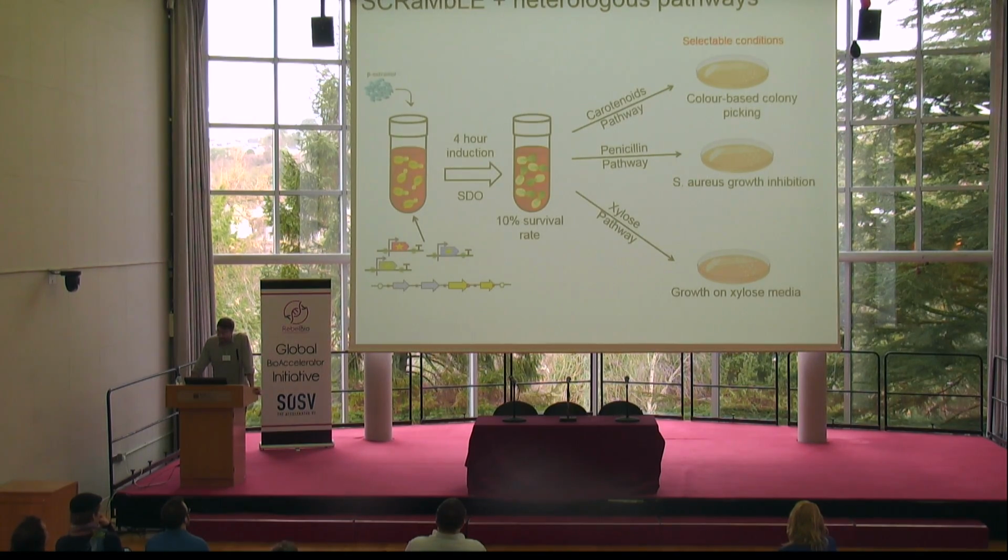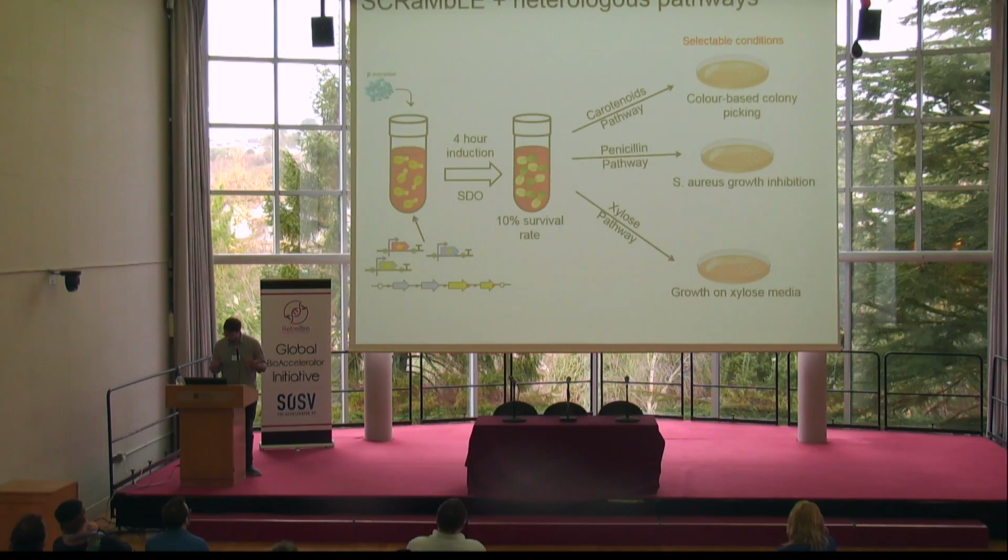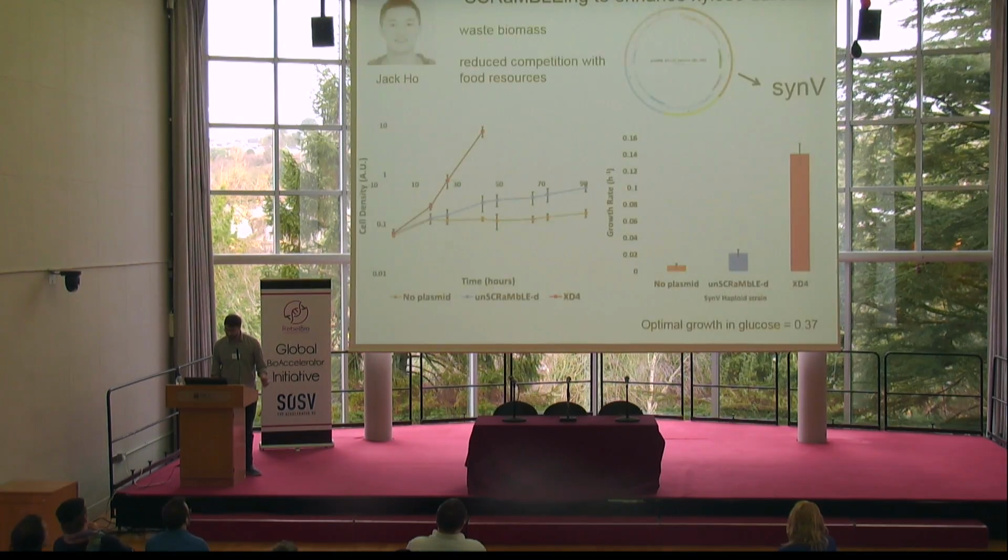As long as we have a selectable condition, such as there being a colored product or inhibiting bacterial growth, for example, or growth on an unusual carbon source that yeast can't normally metabolize, then we could theoretically use this scramble system to quickly find optimal strains for production of our particular molecule of interest. So we actually got a master student, Jack Ho, onto this.